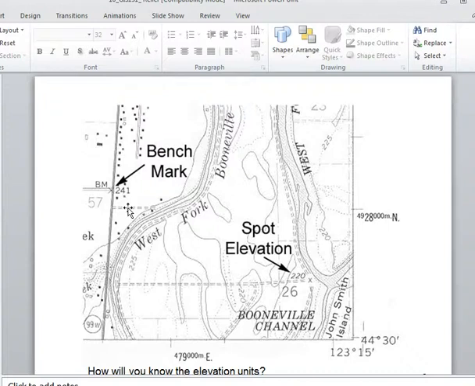So benchmarks are really, really helpful. There's a spot elevation. It's not a benchmark. It's not a surveyed brass cap. If you looked here, you should be able to find a brass cap on this one somewhere. But this one is just somebody has surveyed this spot where the X is, and that's 220 somethings. Okay, so those are critical absolute elevation values that you'll find on topographic maps.